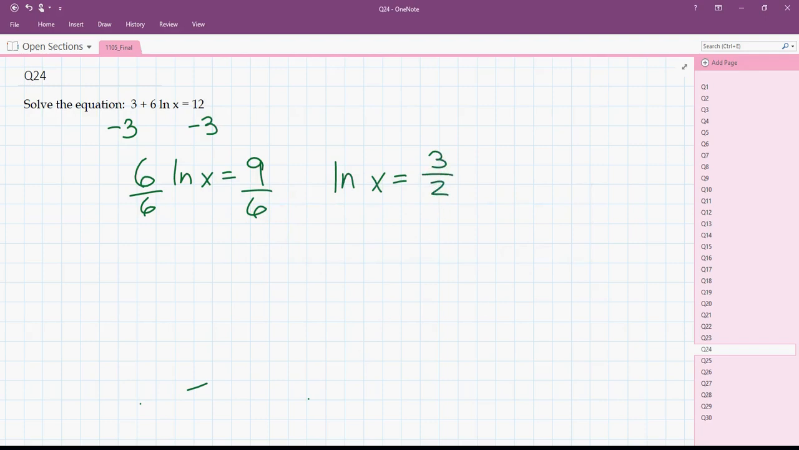Now, if we remember the rules of exponents, what this is saying is that if you have ln of a is equal to b, what you're really saying is that e to the b equals a. So what you want to do is rewrite this. We're not really doing calculations or algebra. This is simply rewriting it. So e to the 3/2 is equal to x.